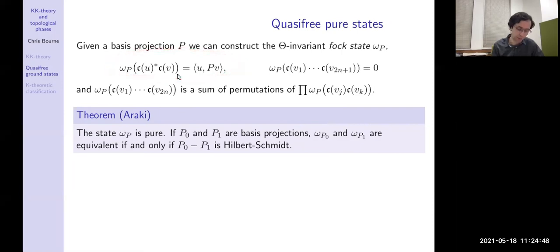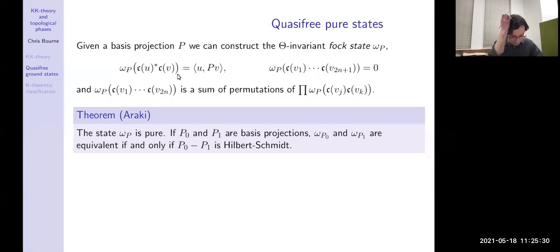First, you just act on 2 elements that look like this: for C(u)* C(v), I just take the inner product in the Hilbert space with uPv. Then I can extend it to the rest of the C-star algebra by declaring that this vanishes on odd products of elements, and on even products I get a certain sum of permutations of elements that look like the 2-point function. I didn't write down the explicit formula because I don't think it's particularly illuminating, but it all just comes from this 2-point function.